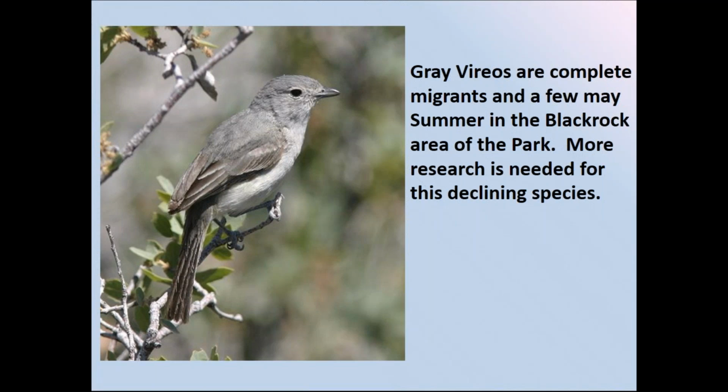If you wanted a little research project on the side, you could really try to investigate the gray vireo occurrence in Joshua Tree National Park. And I would start with the Black Rock area to see if there's any birds at all occurring there, either in migration or during the breeding season.